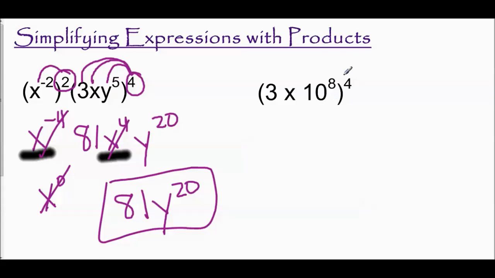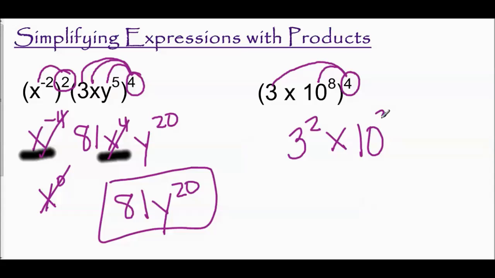Let's look over here at this one. That 4 is going to be applied to each factor in there, and that's a multiplication sign, not a variable in there. Think of this as like scientific notation. 3 times 10 to the 8th power, and then that is being raised to the 4th power. That's why there's an x inside there instead of a dot, because it's representing scientific notation. 3 to the 4th power times 10 to the 32nd power. So we're trying to keep this as scientific notation.